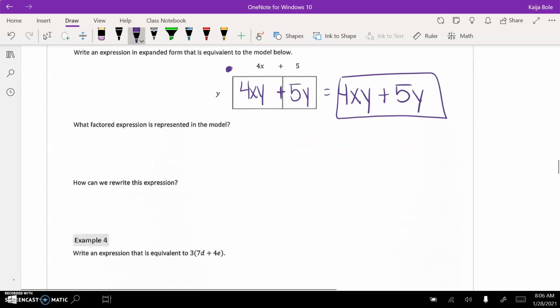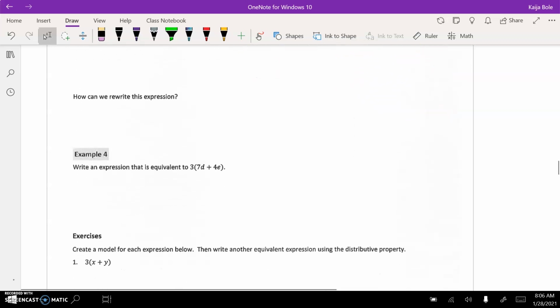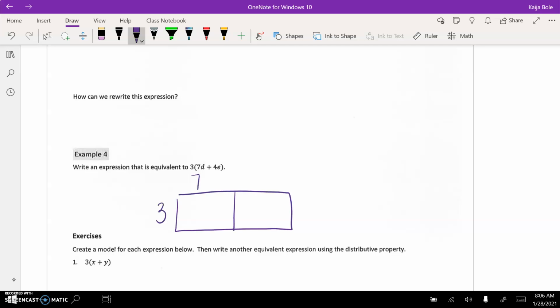Okay? If we look down at example 4, write an expression that is equivalent to 3 in parentheses 7d plus 4e. So you can start by using a visual model. Doesn't hurt. So we have a 3 and then we have a 7d and a 4e. So again, the idea is to multiply. So 3 times 7d would be 21d. And then 3 times 4e would be 12e. So in our expanded form, it would be 21d plus 12e.